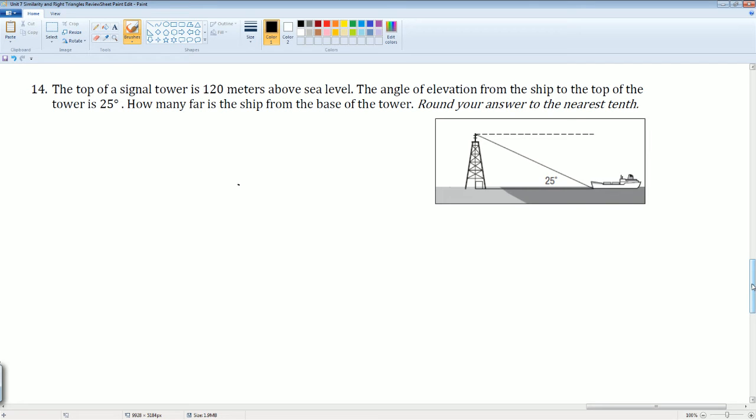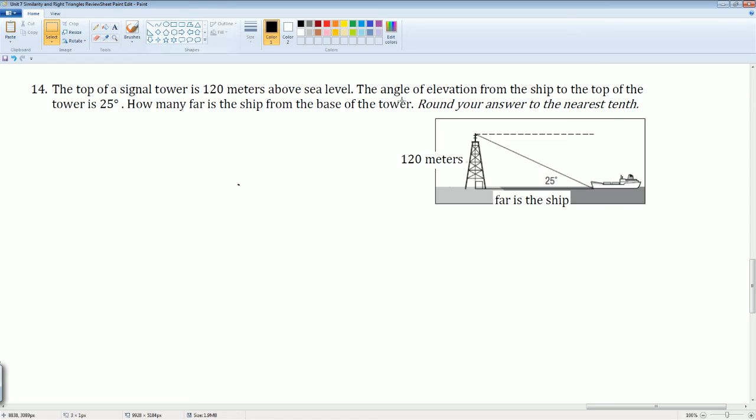Okay. 14. So the top of a signal tower is 120 meters above sea level. The angle of elevation from the ship to the top of the tower is 25 degrees. How far is the ship away from the base of the tower? Round your answer to the nearest tenth. The tower is 120 meters above the sea, so we can say that's the height. How far the ship is from the base of the tower would be this length here.